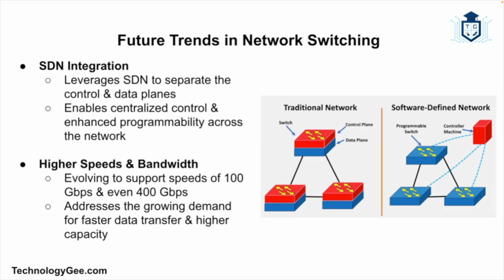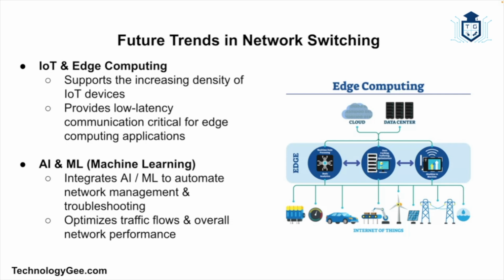Then you have higher speed and bandwidth. So as data consumption continues to grow, network switches are evolving to support higher speeds and greater bandwidth, with 100 gigabit per second and 400 gigabit per second switches becoming more common. You have IoT and edge computing. So, the proliferation of IoT devices and the rise of edge computing are driving the need for switches that can handle increased device density and low latency communication at the network edge.